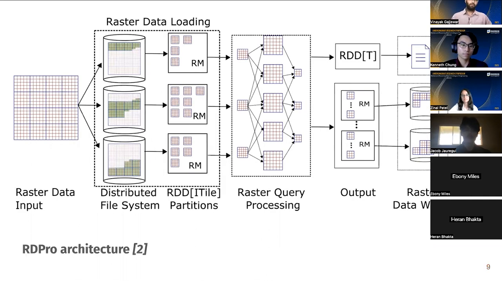This is an overview of the data flow using RDPro. You first read satellite data from disk and chunk it up into tiles. These tiles can vary in size, but for my project, we're using 2000 pixels by 2000 pixels. Next, you perform the computations that we want to perform, and that requires shuffling tiles back and forth, and then writing the output back into the file system. So that was an overview of RDPro. Now let's look at my model.